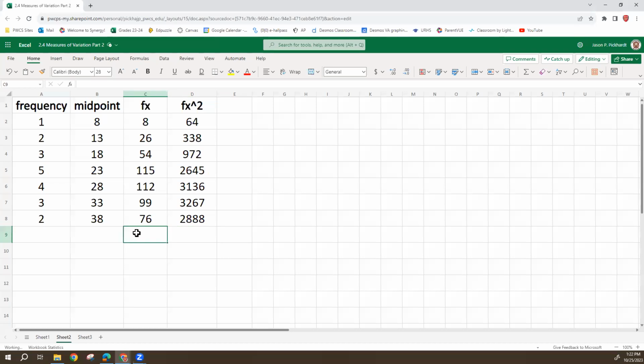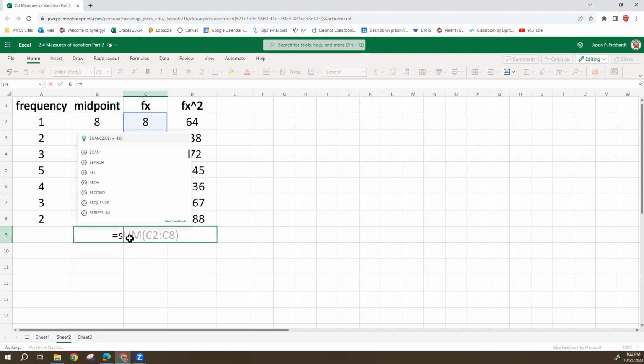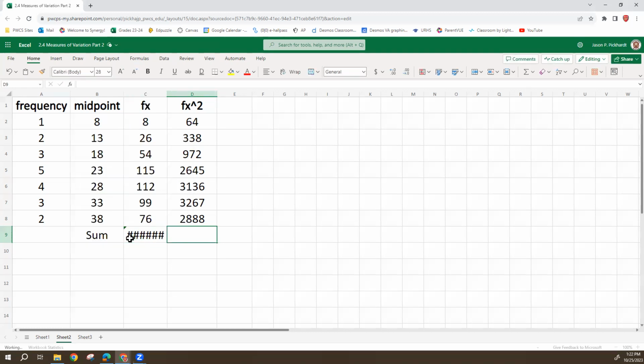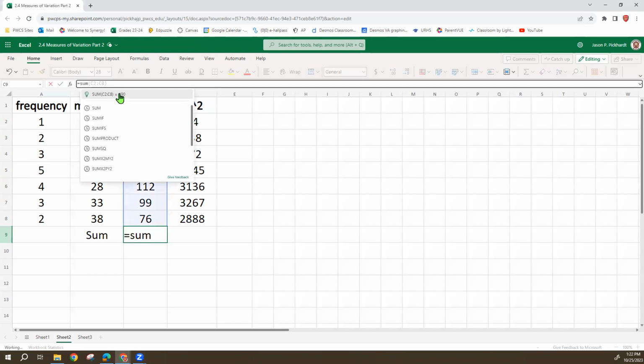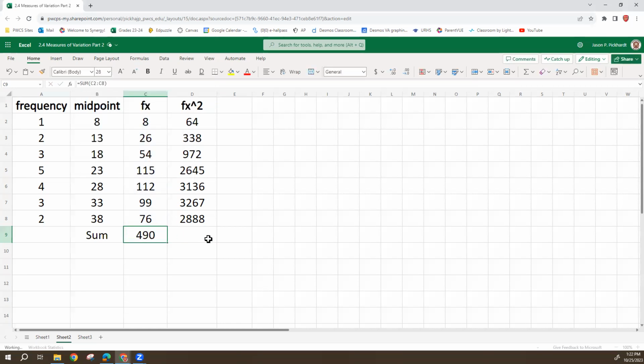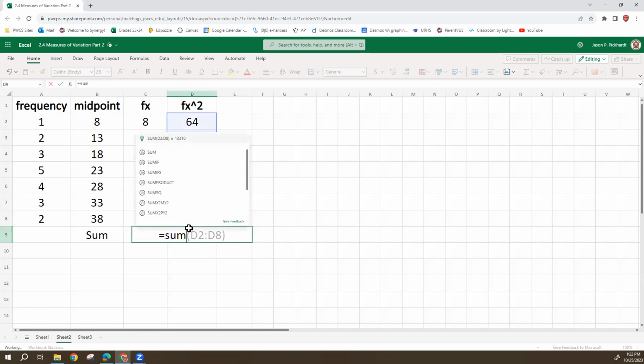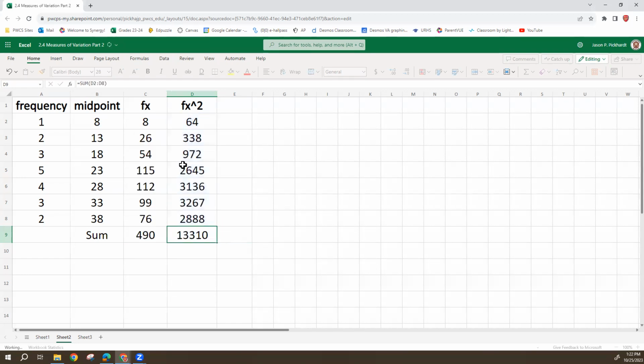So now we're going to find the sum of both of these columns. I can just type equals sum, and you can see that Excel knows what I want it to do, but it didn't work for me. There we go. Excel knows what we want it to do. So if I click equal sum, it's going to ask me if I want to add up those values from D2 to D8. I do.